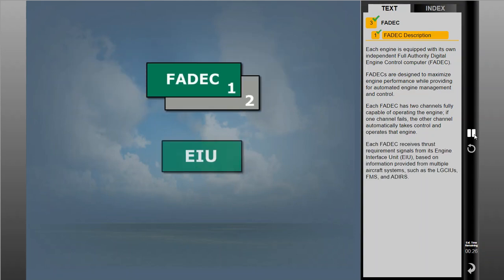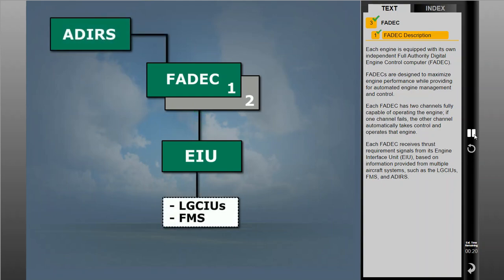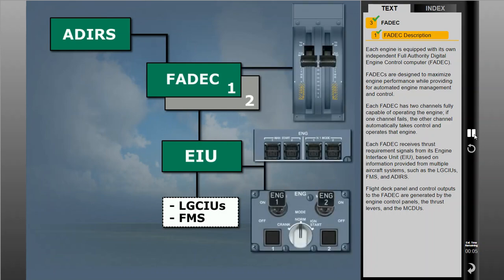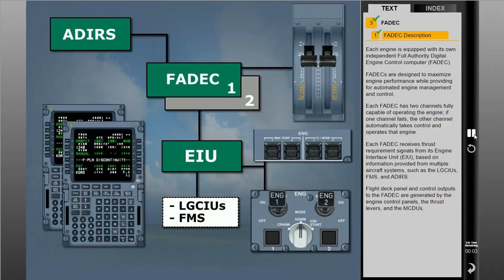Each FADEC receives thrust requirement signals from its Engine Interface Unit, or EIU, based on information provided from multiple aircraft systems, such as the LGCIUs, FMS, and ADIRS. Flight deck panel and control outputs to the FADEC are generated by the engine control panels, the thrust levers, and the MCDUs.